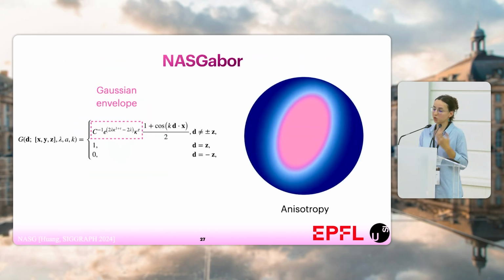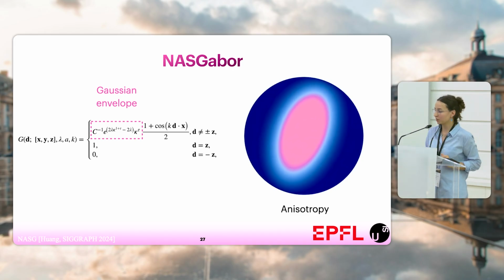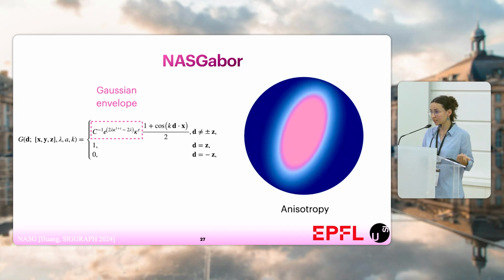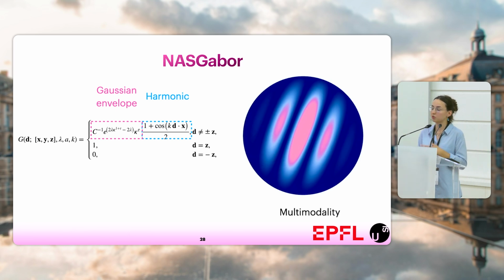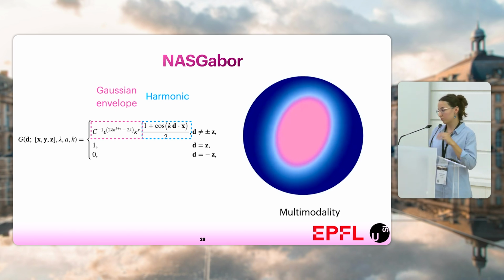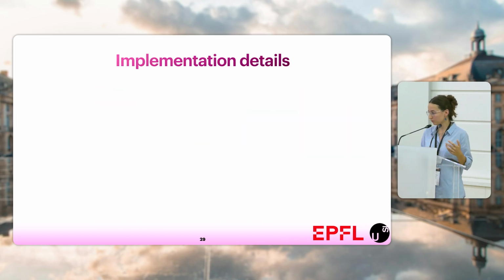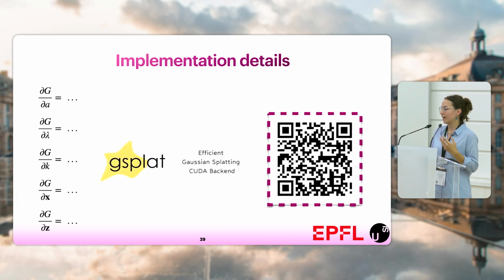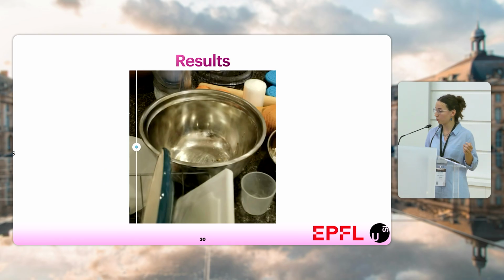So the first part is the normalized anisotropic spherical Gaussian, which is represented by this part of the equation, and it allows us to introduce the anisotropy, move the function around the sphere, and change its intensity. And the Gaussian envelope is then combined with a harmonic carrier, which controls the number of oscillations around the sphere. And this component gives the kernel its multimodal behavior. We derived the analytical derivatives and implemented them in CUDA, so it's easy and fast to evaluate in both forward and backward pass.